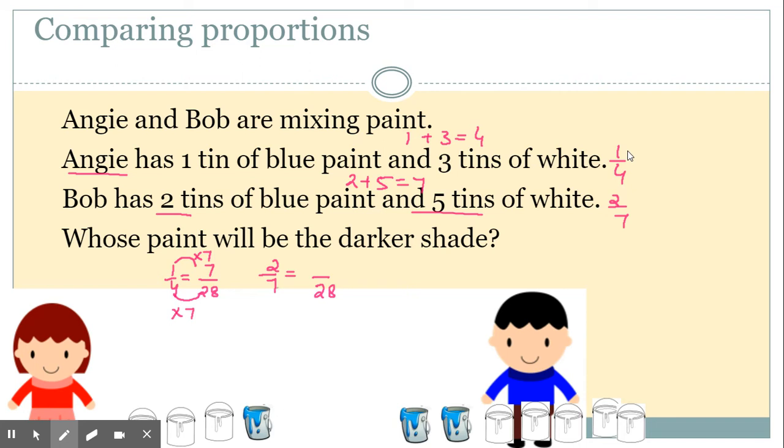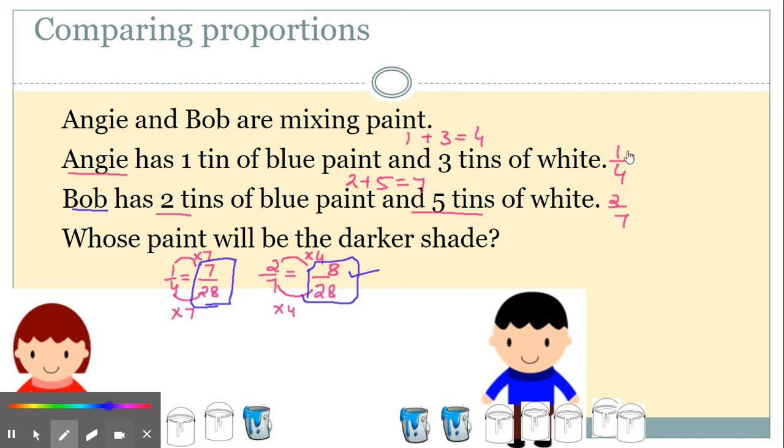What do you have to do to go from 7 to 28? Times it by 4. I will multiply my top number by 4 as well. 2 times 4 is 8. So now my two fractions, I can see 7 over 28 and 8 over 28. If I compare these two now, 7 over 28 and 8 over 28, bigger proportion of blue is with this one, which is 8 over 28, and it is Bob's share.